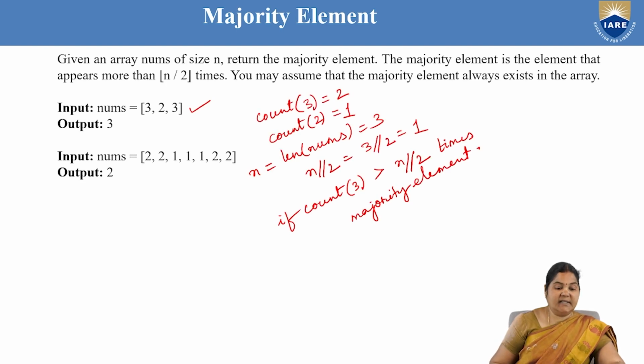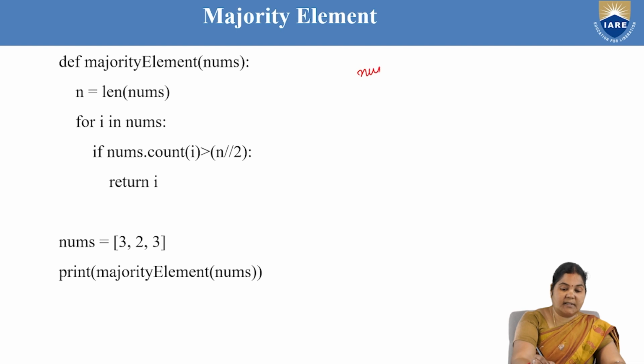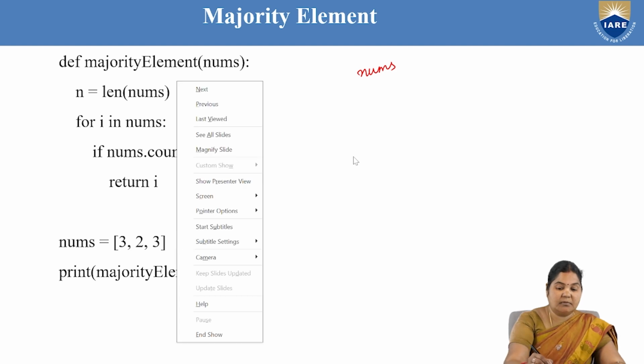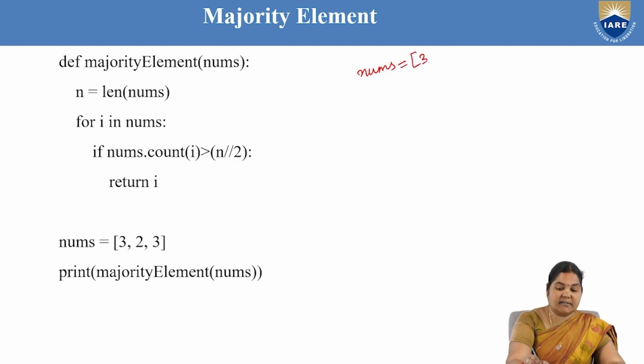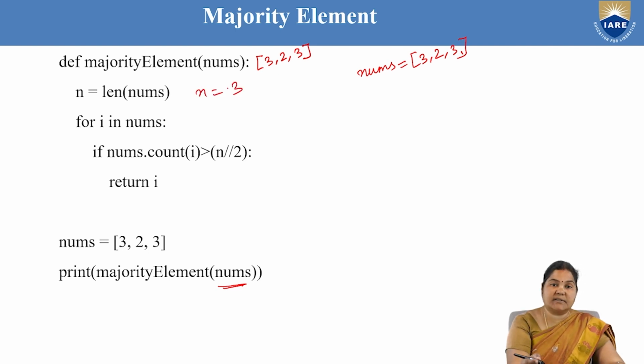Now, let us take the example 2, 2, 1, 1, 2, 2. Otherwise, first we'll check with 3, 2, 3. So nums array contains 3, 2, 3. Now we are calling the function majority element and we are passing the nums array. So my nums array becomes 3, 2, 3. Find out the length. Length n is equal to 3. There are 3 elements.